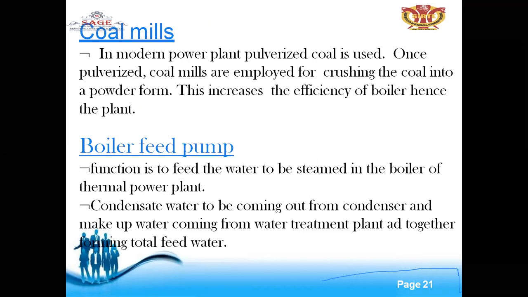Coal mills: in a steam power plant, pulverized coal is used. Coal mills are employed for crushing the coal into powder form. This increases the efficiency of the boiler, and hence the efficiency of the plant can be increased. Boiler feed pump: the boiler feed pump feeds the water to be converted to steam in the boiler of a thermal power plant. Condensate water comes from the condenser, and the makeup water comes from the water treatment plant, together forming the total feed water. This is the fundamental about the components of a steam power plant.